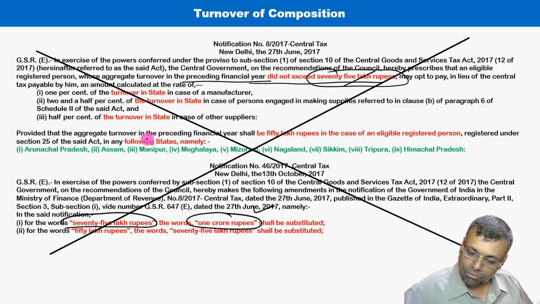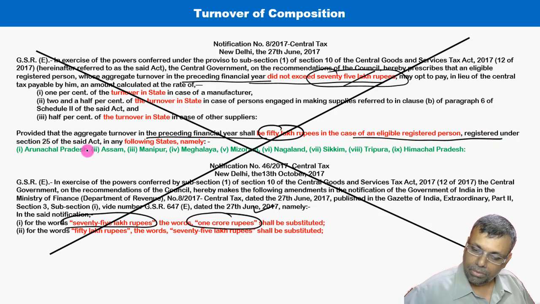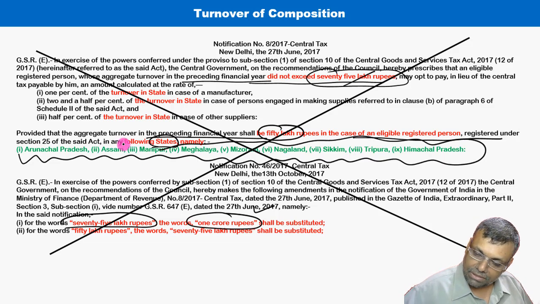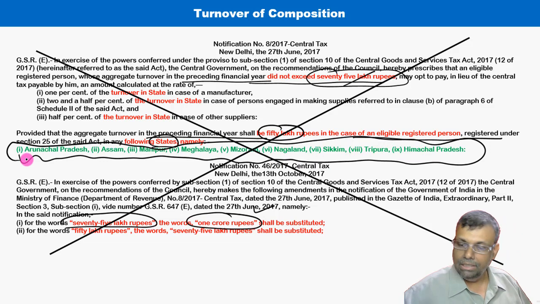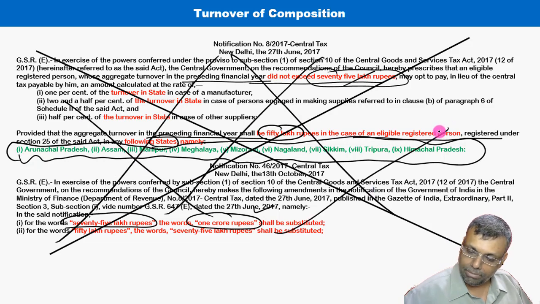However, in case of preceding financial year, it will be 50 lakhs in case a person is registered under the following states. Now this is one of the important things. This was the list of states. I repeat, this was the list of states which was basically your special state for the purpose of composition, for which the lower turnover limit of composition was applicable. However, now this entire notification is already gone. It has already been withdrawn by the government.